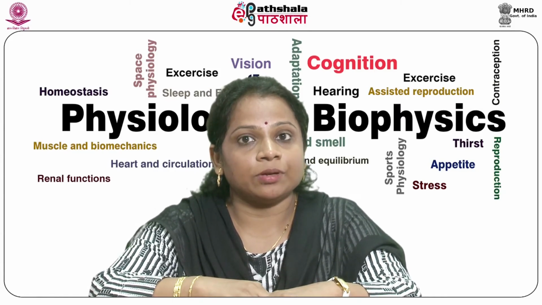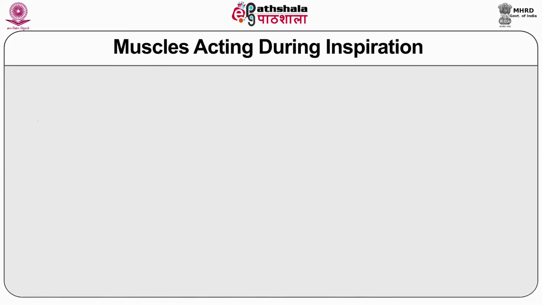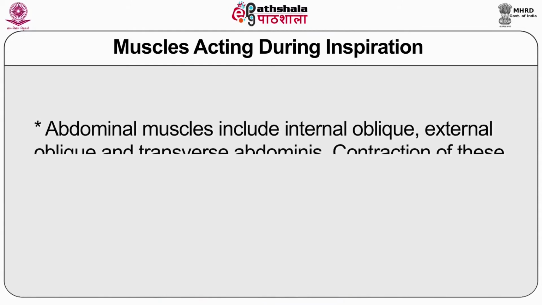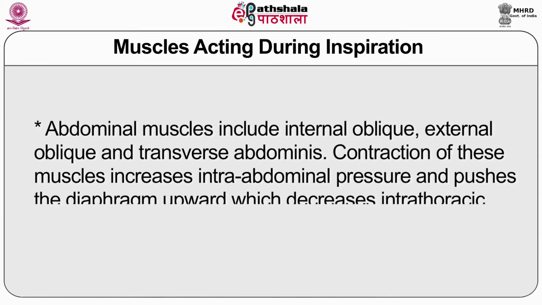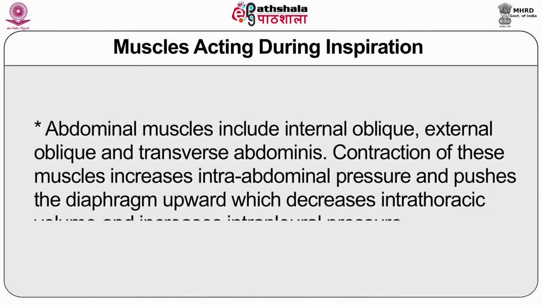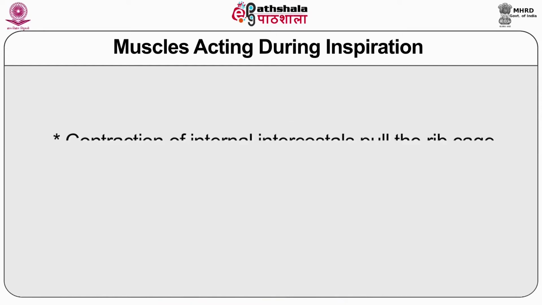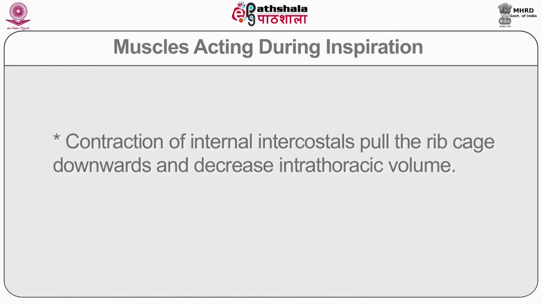These include abdominal muscles, internal intercostals and neck and back muscles. Abdominal muscles include the internal oblique, external oblique and transverse abdominis. Contraction of these muscles increases intra-abdominal pressure and pushes the diaphragm upward, which decreases intrathoracic volume and increases intrapleural pressure. Contraction of the internal intercostals pulls the rib cage downwards and decreases intrathoracic volume.